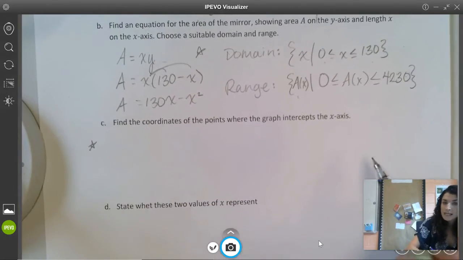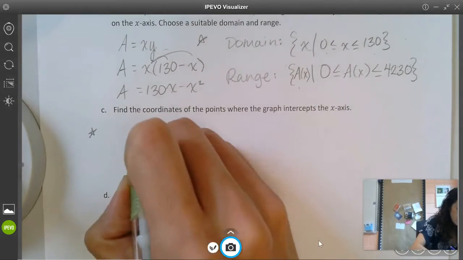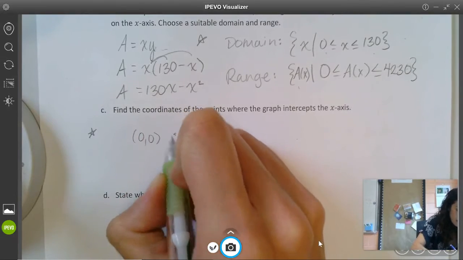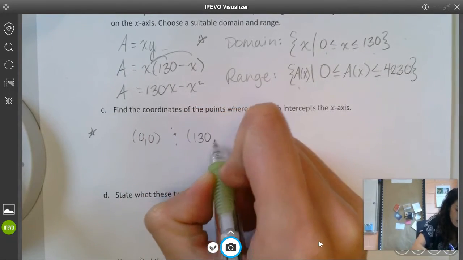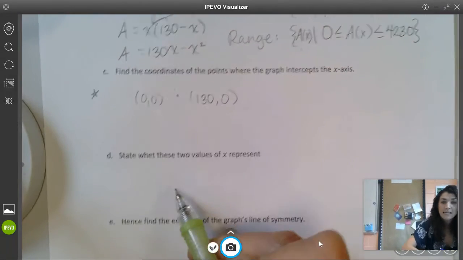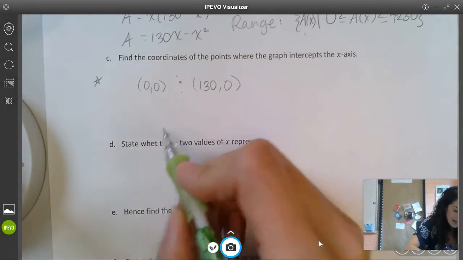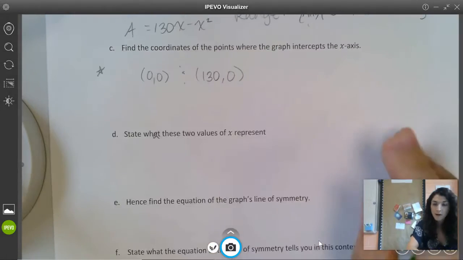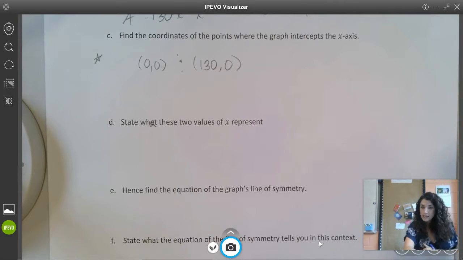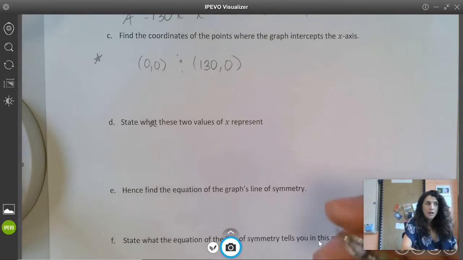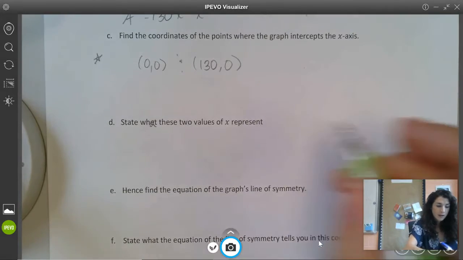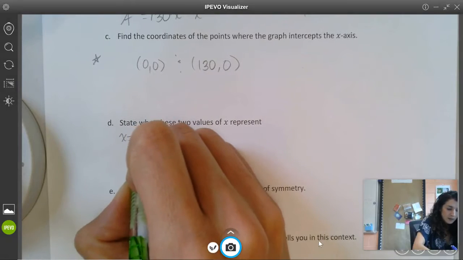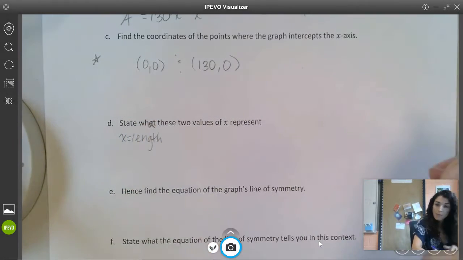Where the graph intercepts the x-axis is going to be at (0, 0) and (130, 0). State what these two x values represent. Okay, well, when we're trying to state what things represent, we go back and say, okay, well, x represents the length. X equals length. So they represent the length of this.